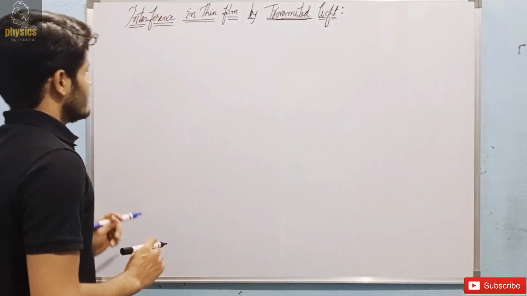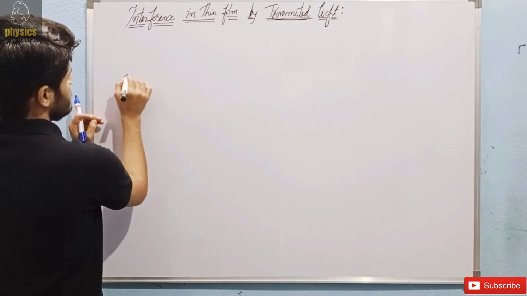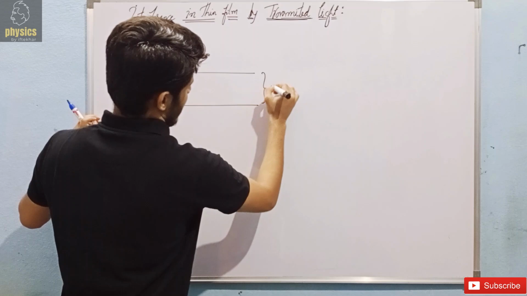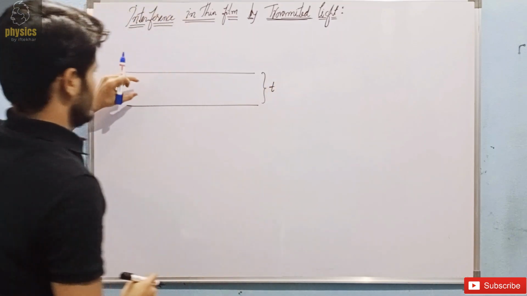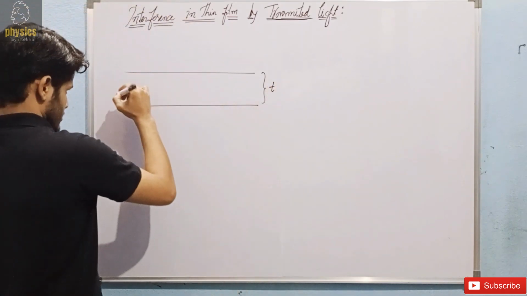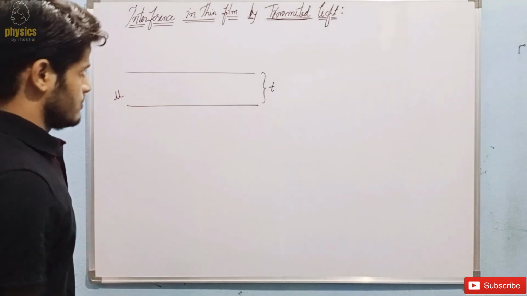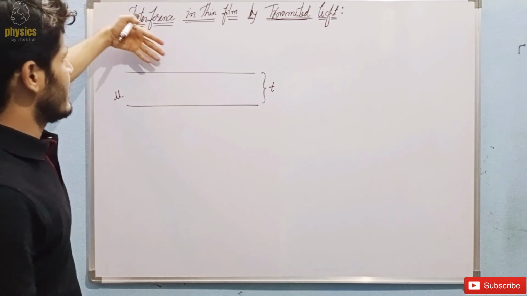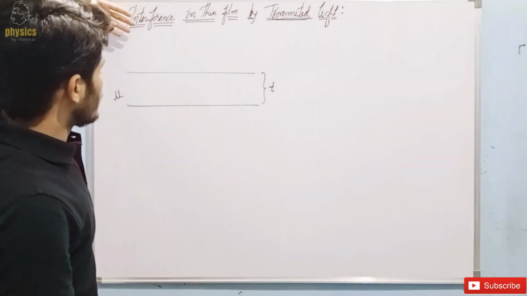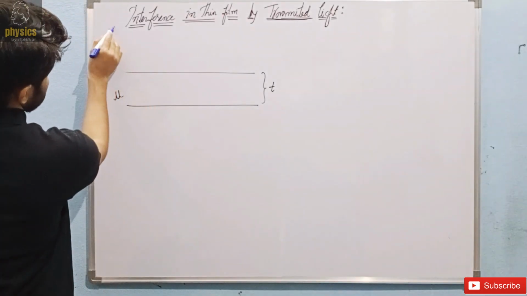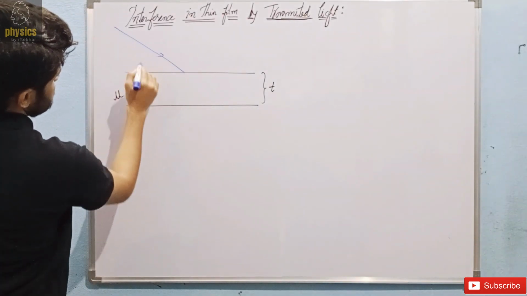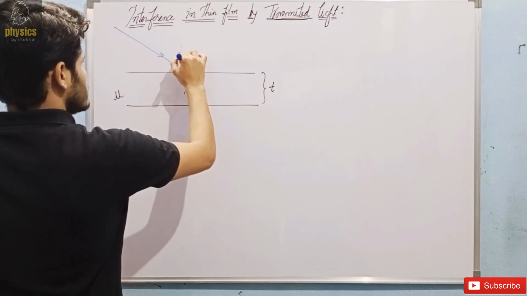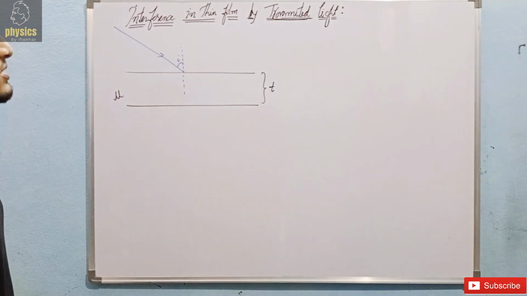So let's get started. I have a thin film. Here's my thin film having thickness t, and the material of the thin film has some refractive index mu. A monochromatic light source is falling on my thin film with some angle of incidence i. So here's my normal, and this is my angle of incidence i.